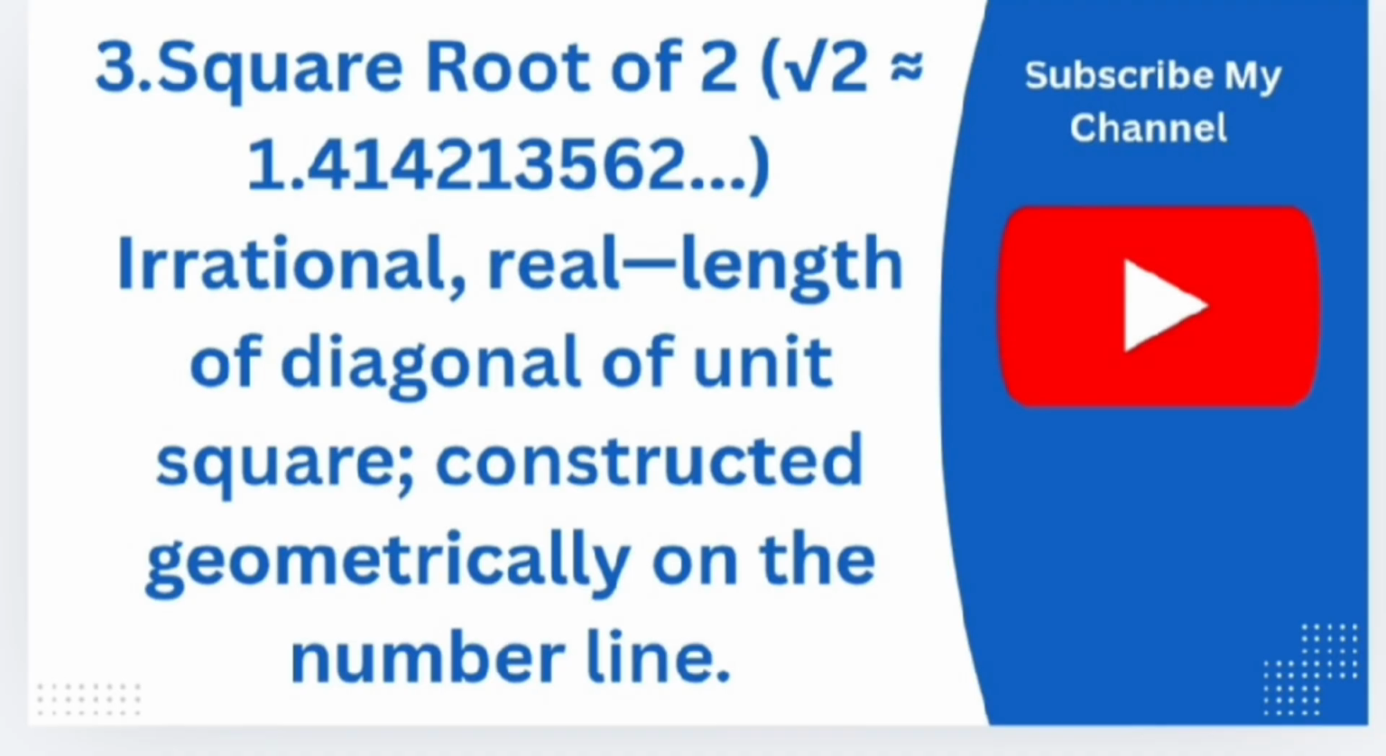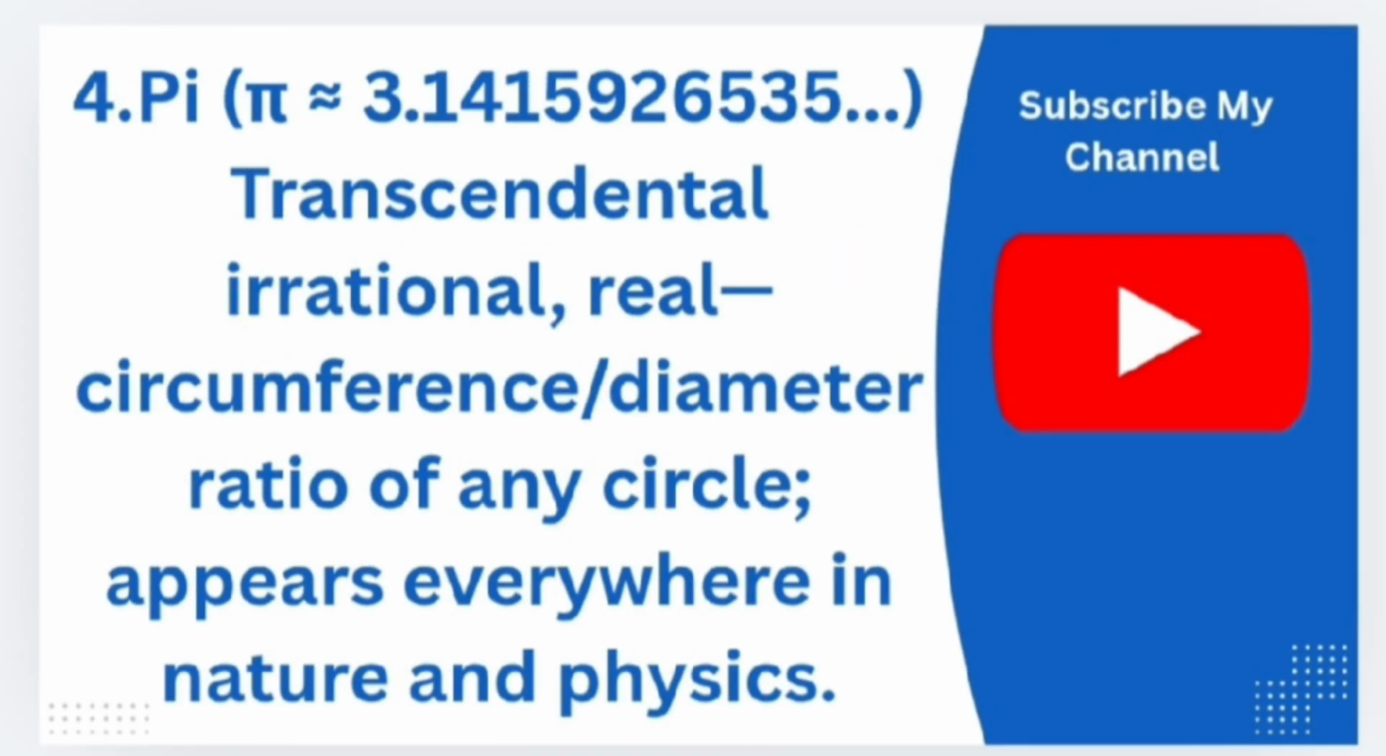The third example, square root of 2, which equals 1.414213, continuing infinitely without repeating, which is an irrational number. Real, the length of the diagonal of a unit square, constructed geometrically on the number line. The fourth example, pi, which equals 3.1415926535, continuing infinitely without repeating. Transcendental irrational number. Real, the ratio of circumference to diameter of any circle, appears everywhere in nature and physics.